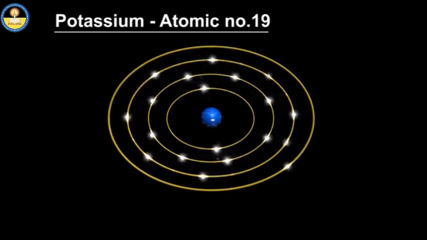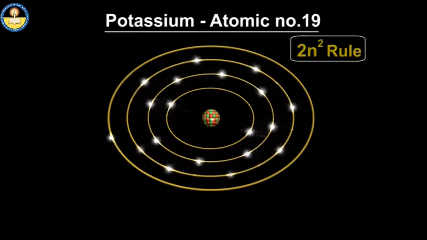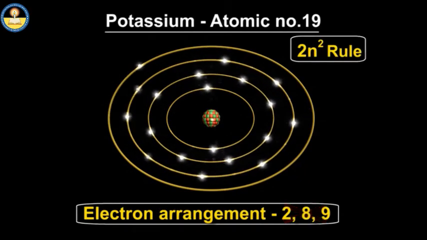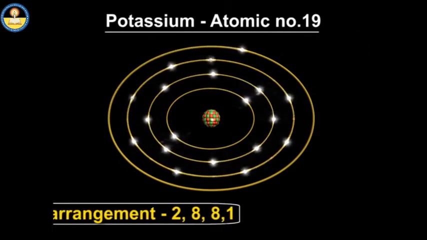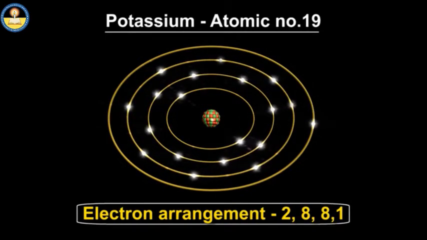When we reach potassium, the electron configuration according to the 2n² rule should be 2, 8 and 9, but it is shown to be 2, 8, 8 and 1. Because the outermost shell is stable only if it has a maximum of 8 electrons, though it can accommodate a larger number of electrons. So, the electronic configuration of potassium is 2, 8, 8 and 1, because having 9 electrons in the M shell decreases the stability of the potassium ion.